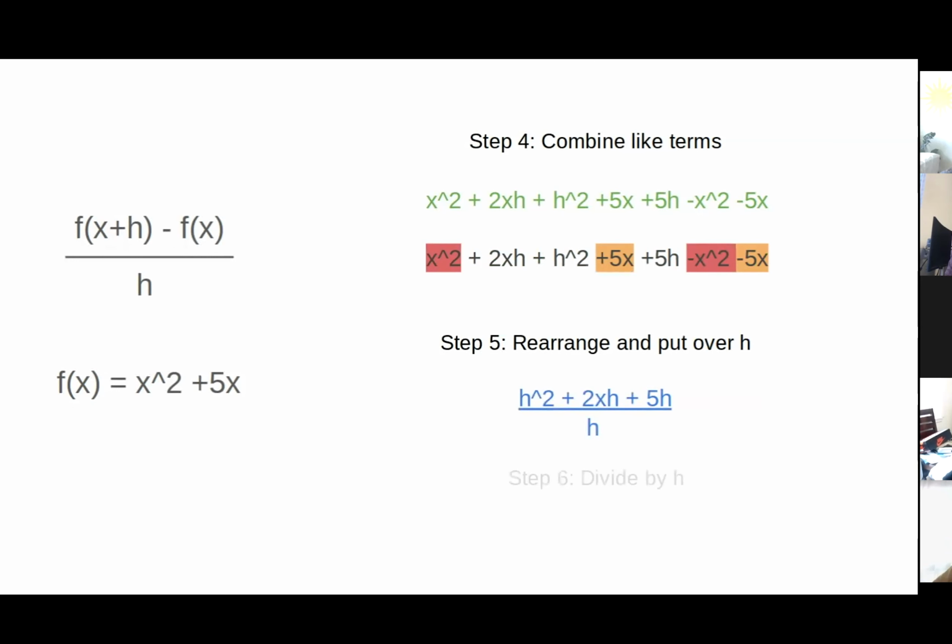So then you can divide by h and just cancel out the h's that are left over, so you have it in the simplest form. If you do that, your final answer is going to be h plus 2x plus 5. So that's one example of this type of problem.